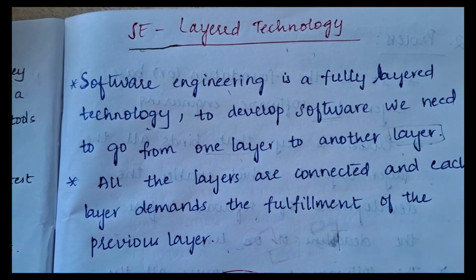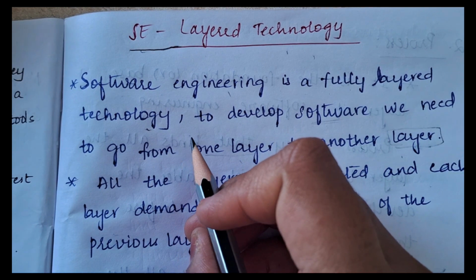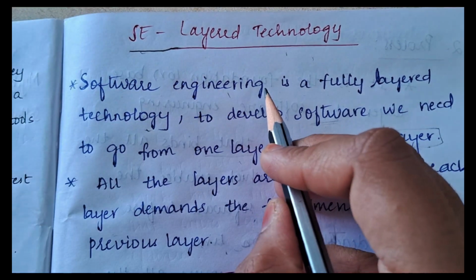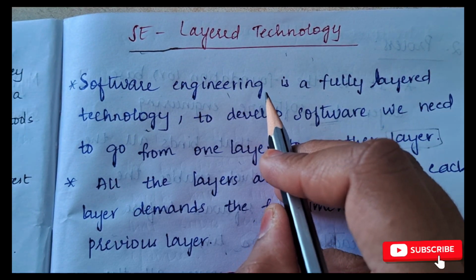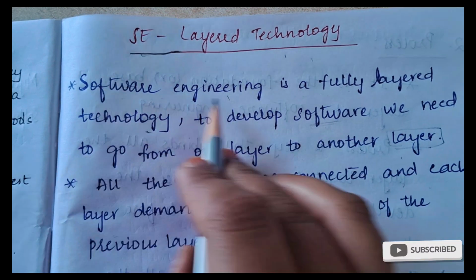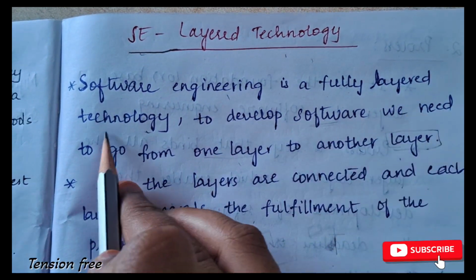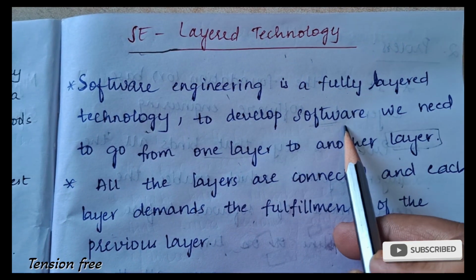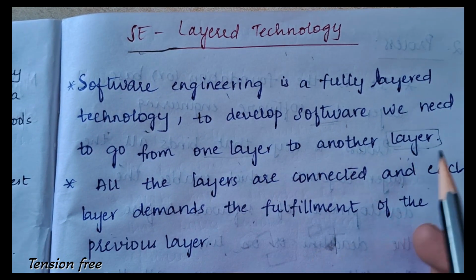In the previous video, we learned about the software myth, and coming into this video, we are going to learn about the layered technology of software engineering. Software engineering is a fully layered technology. To develop software, we need to go from one layer to another layer.